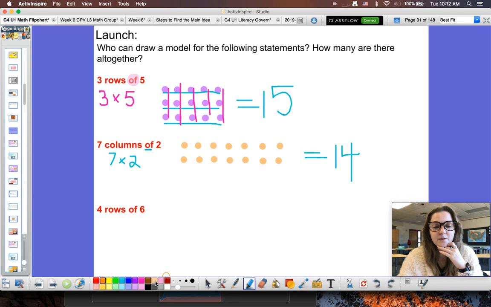Same thing that you would do with 4 rows of 6. You would do 4 rows going left to right. Of means multiply. The 6 refers to the column. So you would have 4 rows and 6 columns in that array.